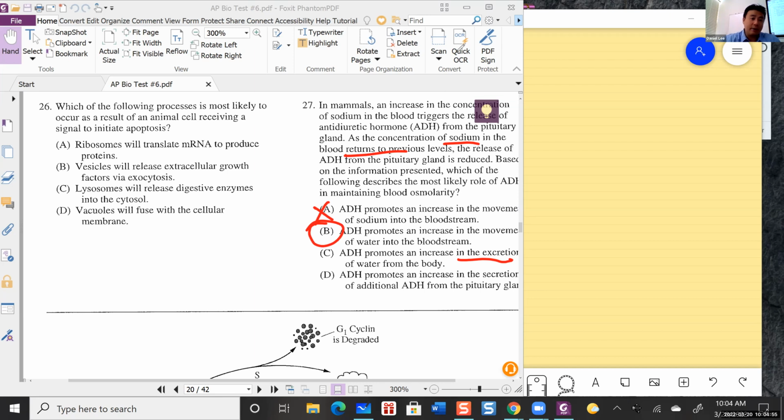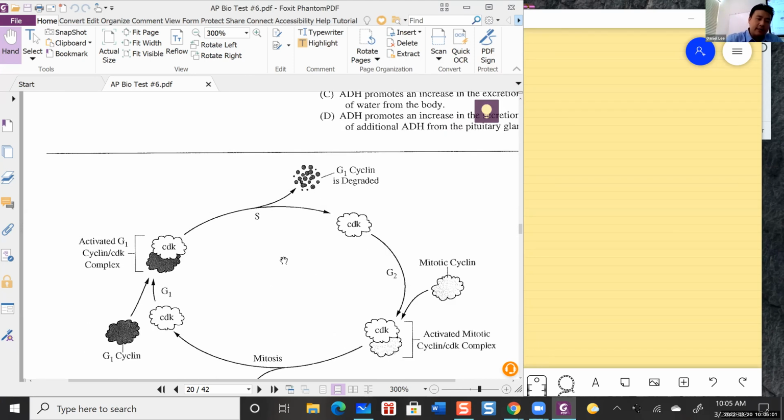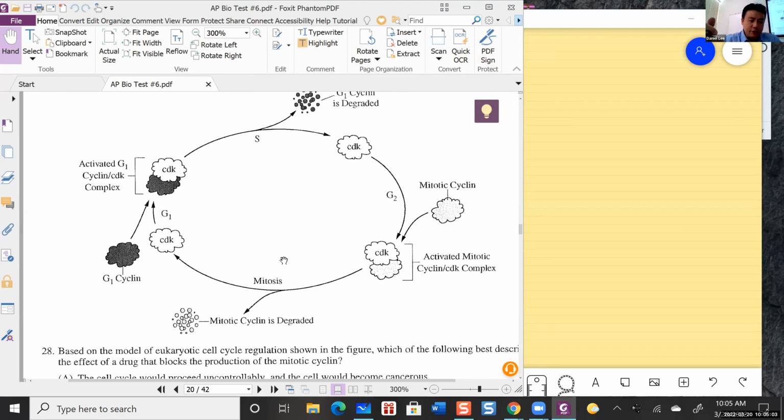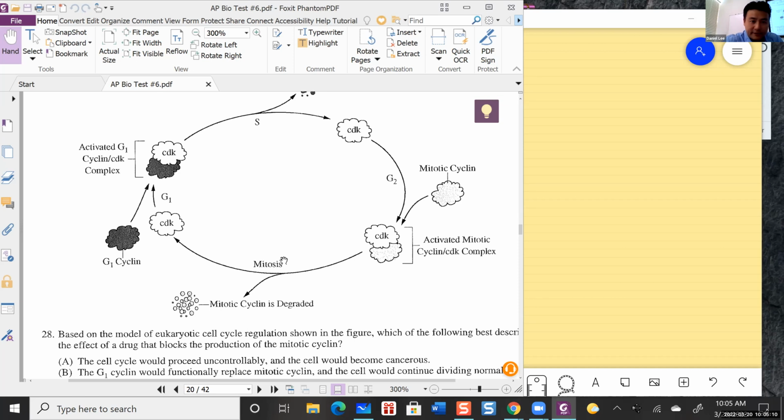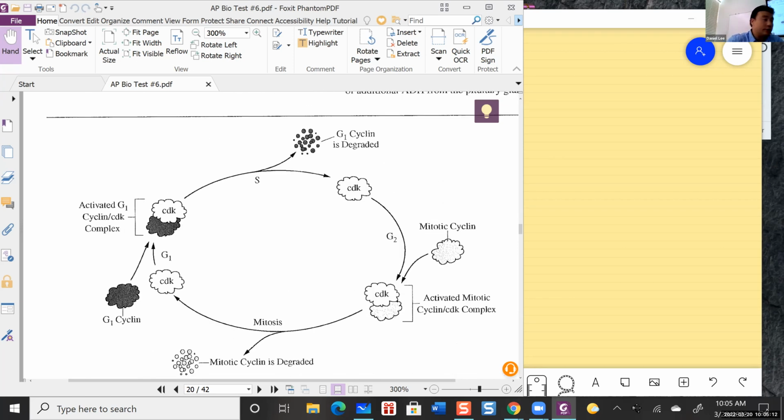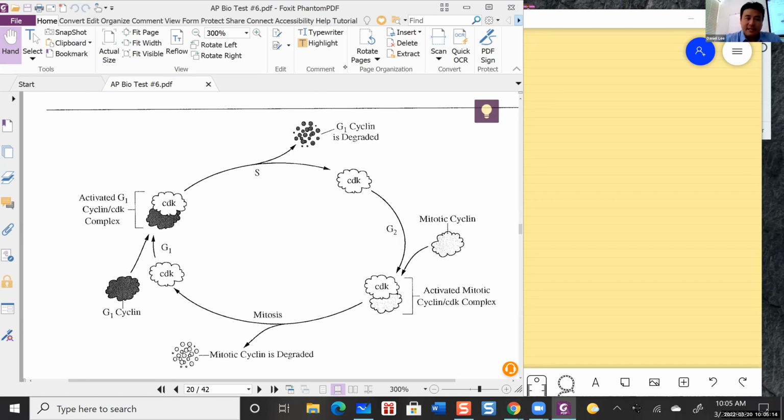So you should know anti-diuretic hormone. Anti-diuretic hormone causes you to pee less, so your kidney reabsorbs more water, and it's usually triggered by thirst, exercise, or too much salt in your body. All right, number 28. You have this whole diagram to utilize. So if you look at this, it's actually the cell cycle.